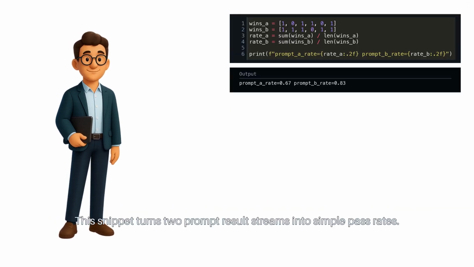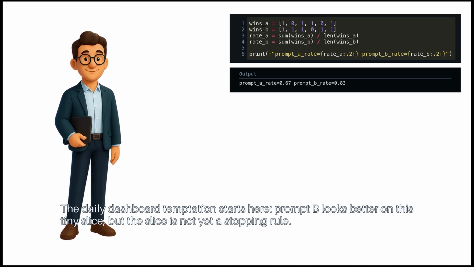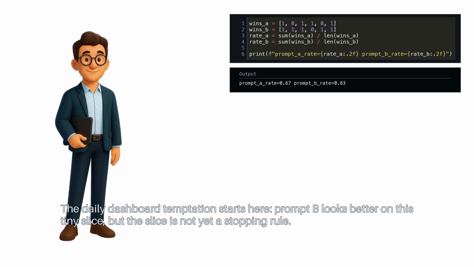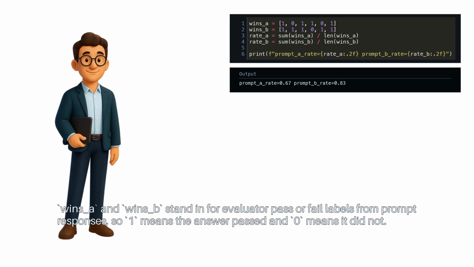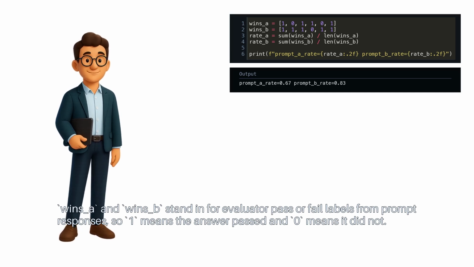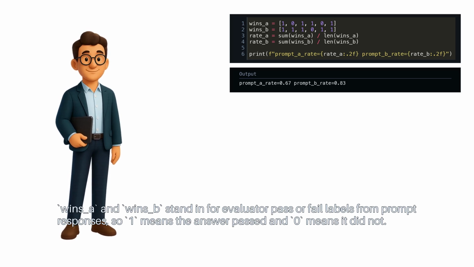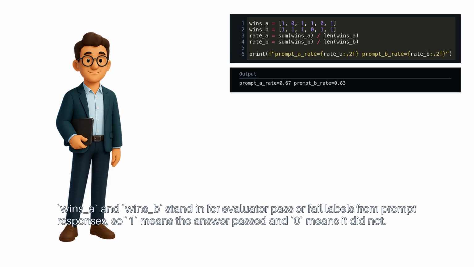This snippet turns 2 prompt result streams into simple pass rates. The daily dashboard temptation starts here. Prompt B looks better on this tiny slice, but the slice is not yet a stopping rule. Wins A and wins B stand in for evaluator pass or fail labels from prompt responses, so 1 means the answer passed, and 0 means it did not.